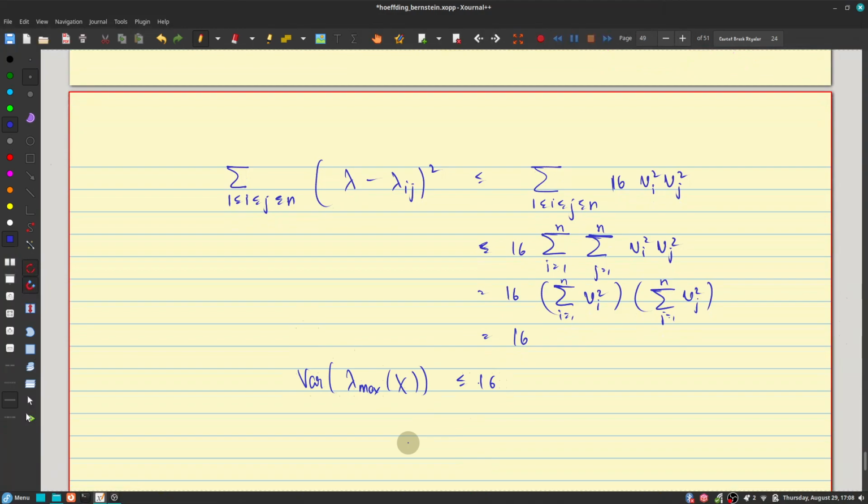So the main point is that this is independent of n. So irrespective of how large your matrix is, the variance in lambda max is not much. And we are always replacing only one entry.